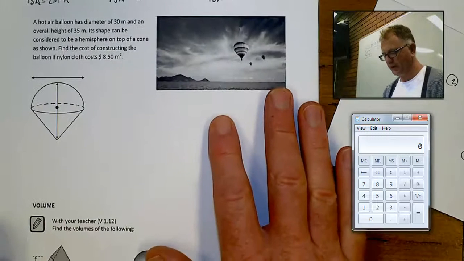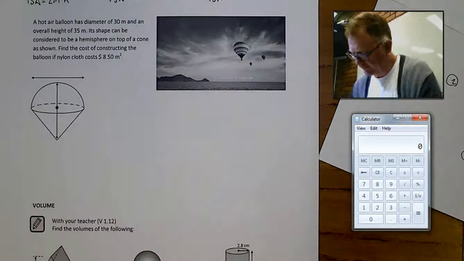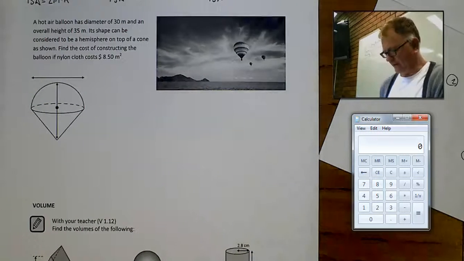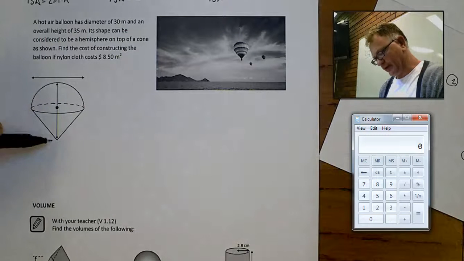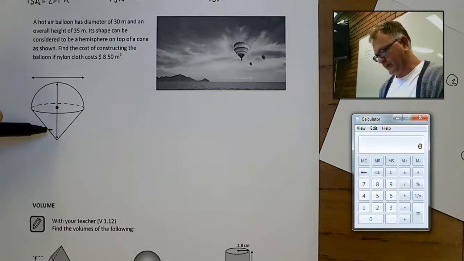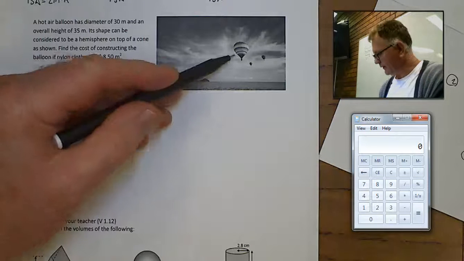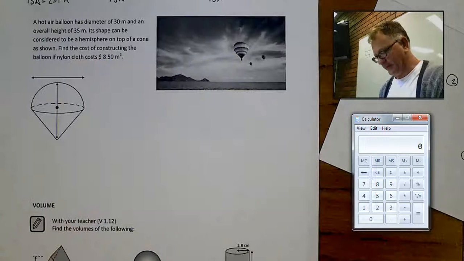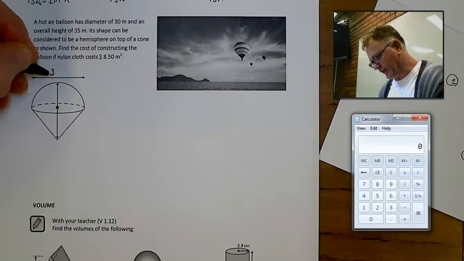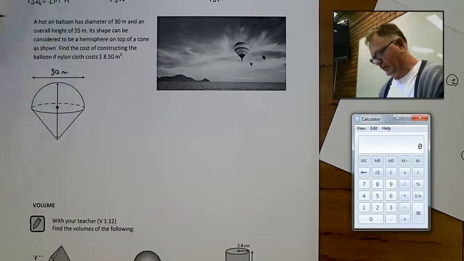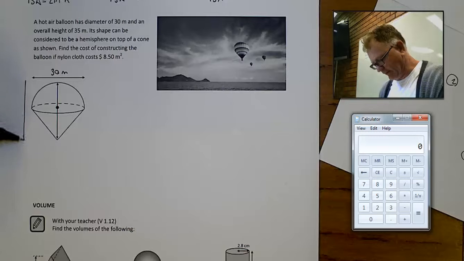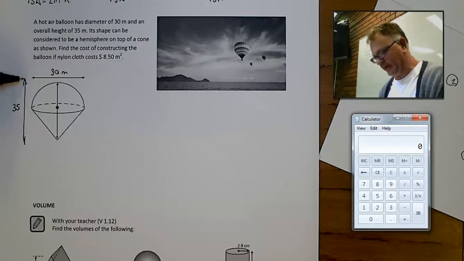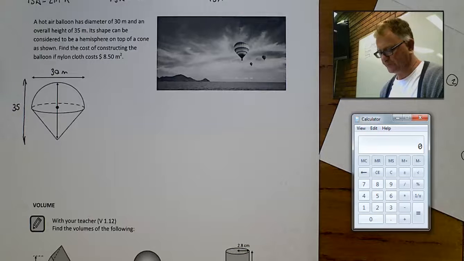Okay, and now we've got one more question here, and it's to do with a hot air balloon. The shape of the balloon is sort of like a hemispherical top and a conical bottom. I used to think that balloons were round, but if you look at them closely, that does seem to be the shape. This one's got a diameter of 30, the distance all the way across is 30, and an overall height of 35. So 35 metres is the distance from the top to the bottom.